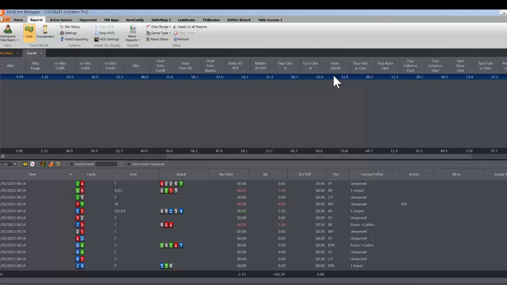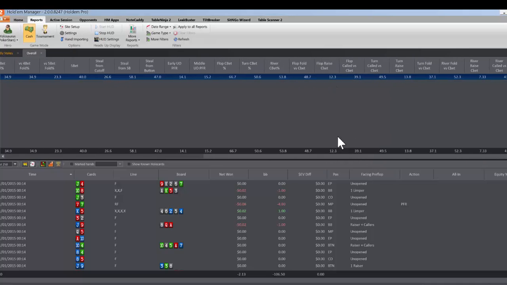What is too high a percentage for turn c-bets and river c-bets then? So the magic number is 50%, plus or minus 5%. Anything less than 45 or more than 55 is probably not ideal. Okay, next we have flop fold versus c-bet.